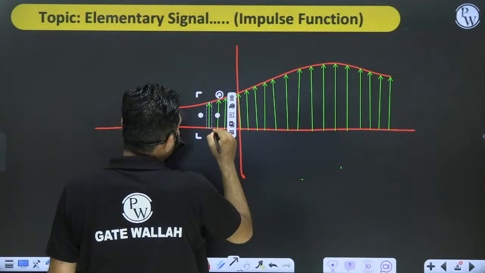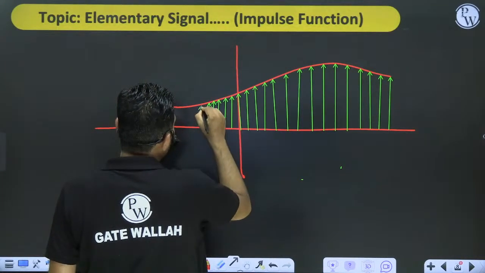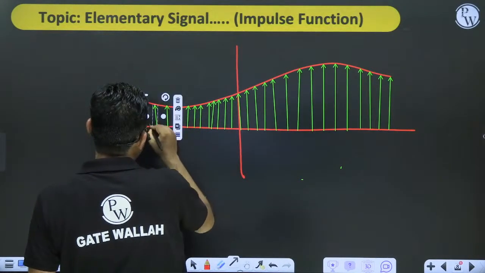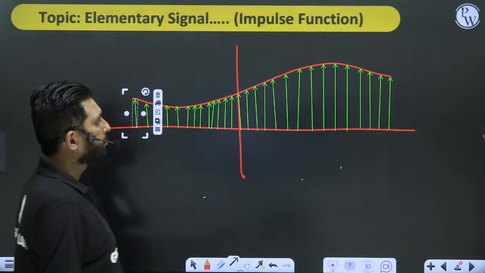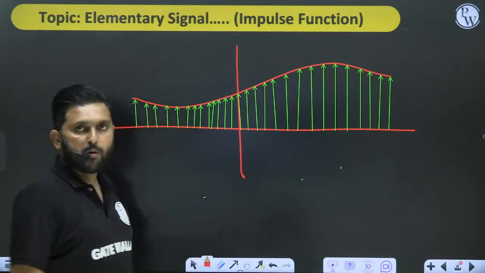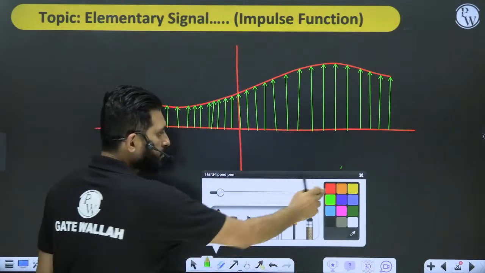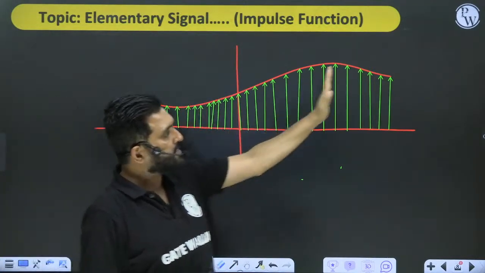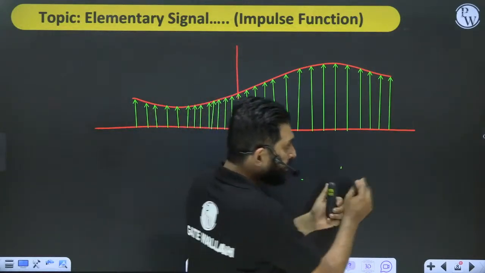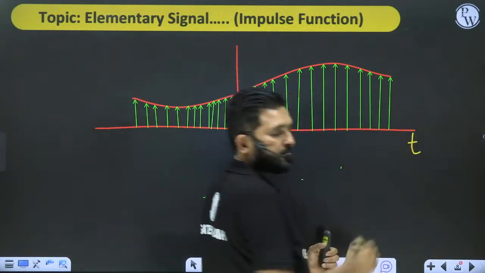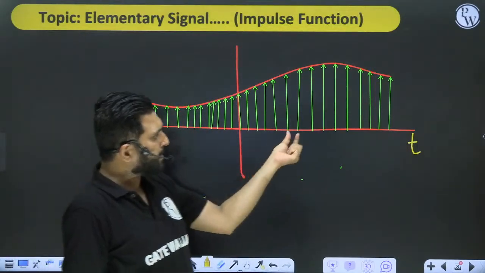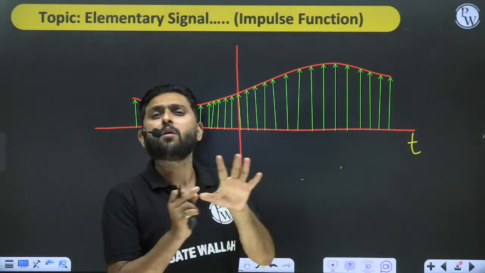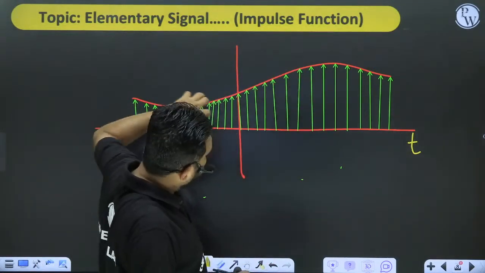Imagine that it is present at each and every instant of t. Now look at this one. If you look closely, the impulse is present at each and every instant of time t. Now this axis is not nt, this axis is t. Imagine that the impulse is present at each and every instant. The gap that it is maintaining here is to make you understand. But the point is that the impulse is present at each and every instant of time.